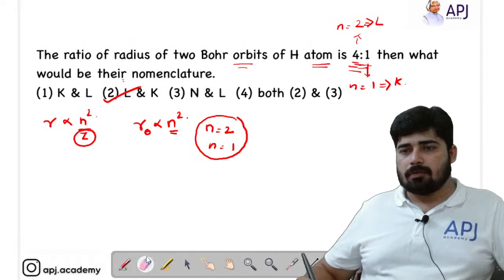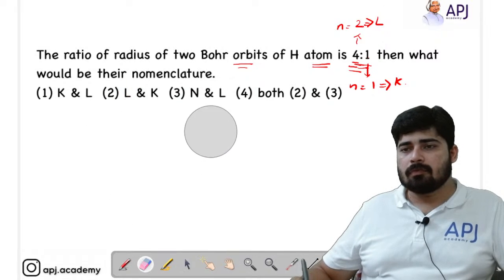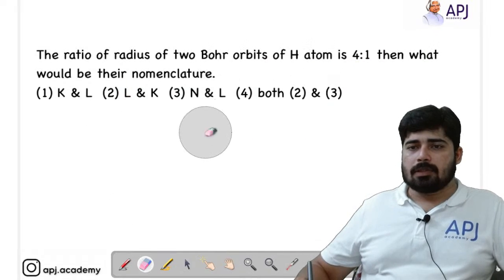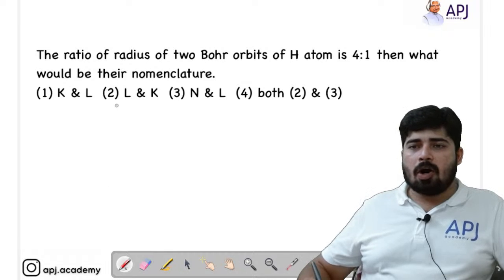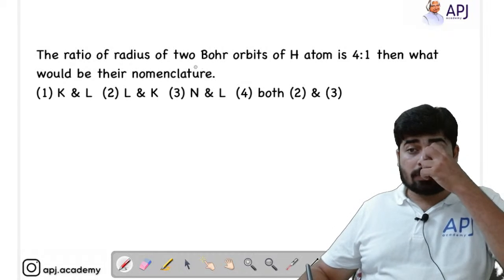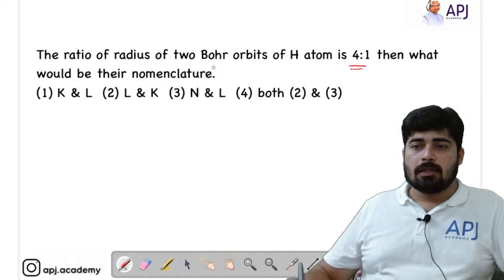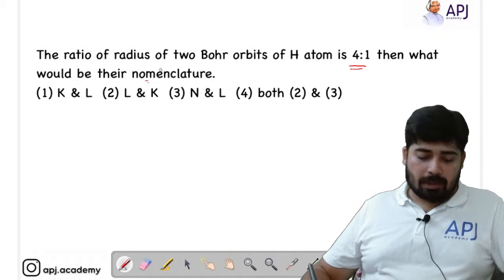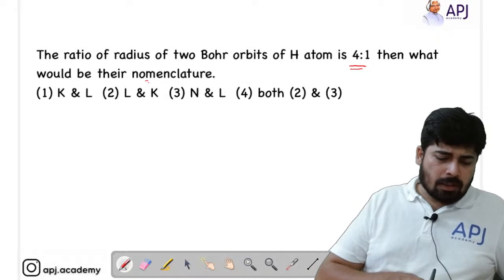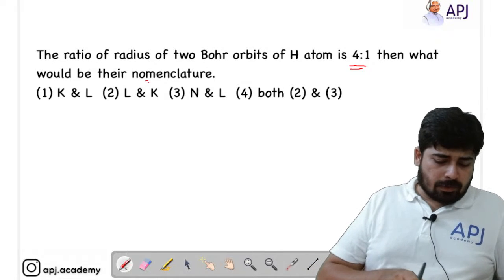Next question. See students, the ratio of radius of two Bohr orbits of hydrogen atom is 4:1. Then what would be their nomenclature? So this is an interesting question.